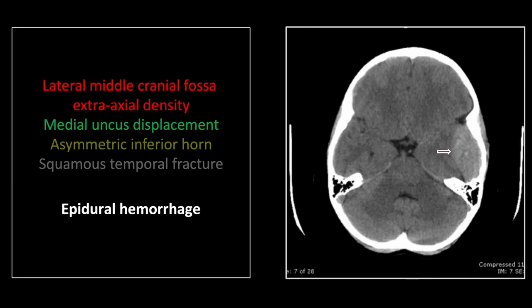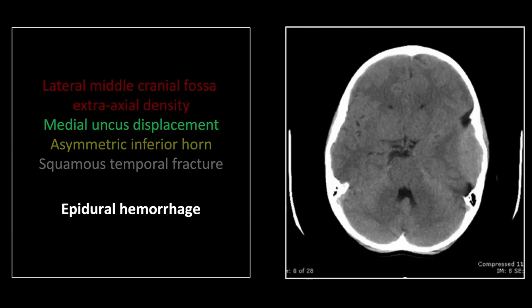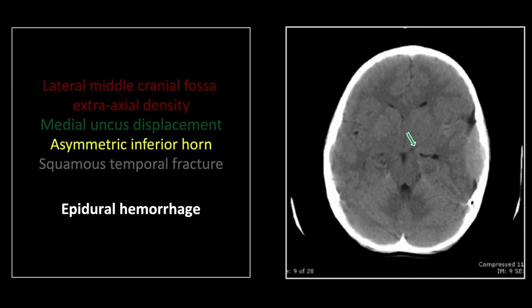Note this does not cross the skull sutures, typical for arterial epidurals in this location. Note the underlying deformity of the adjacent temporal lobe and the associated medial displacement of the uncus. Note also the distortion of the suprasellar cistern that causes. Here again, medial displacement of the uncus and the distortion of the cistern, just visible here as well.